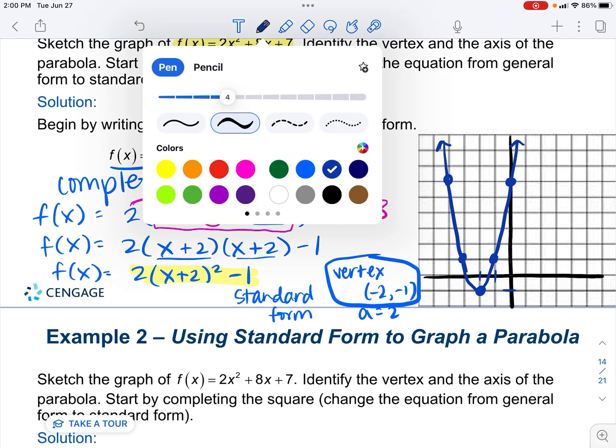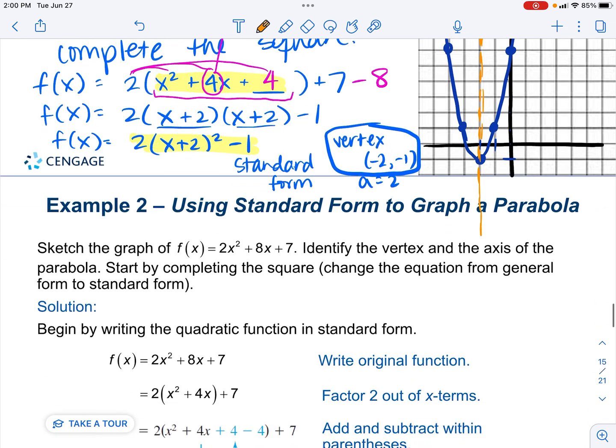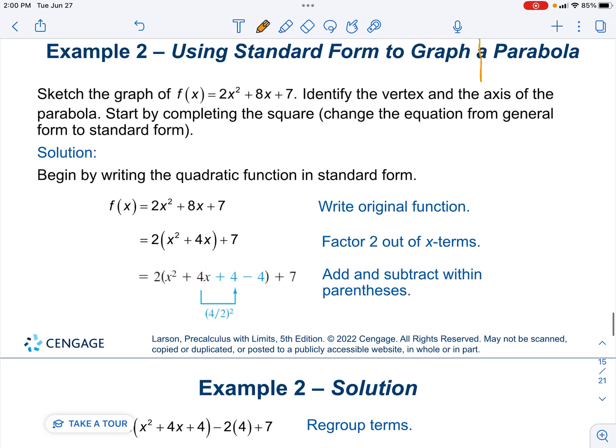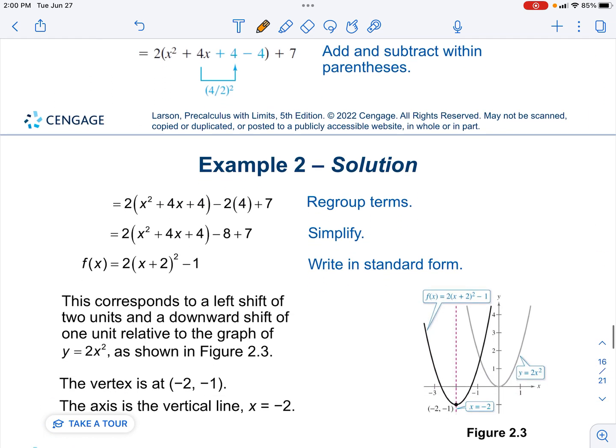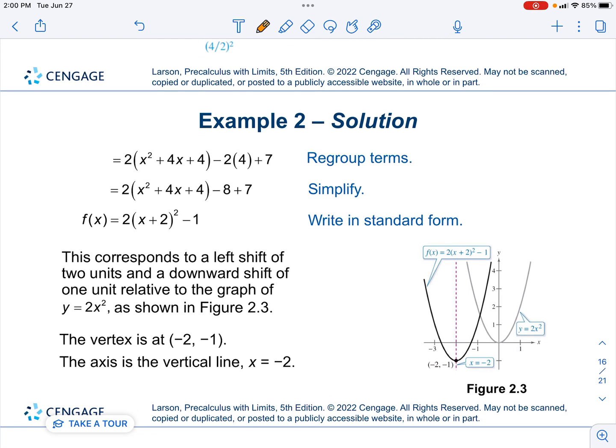And then my axis of symmetry is the line that cuts it down the middle vertically. And so here it's a vertical line, and it is at -2. So I'd say x equals -2 is my axis. They call it the axis of the parabola, or it's your axis of symmetry. Right, here is the complete the square typed. And then the graph, they did your parent function graph, and then they moved it.